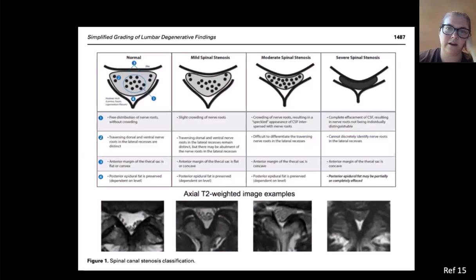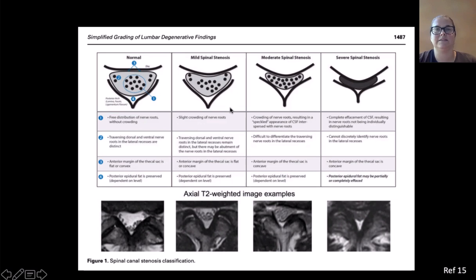You've got slight crowding of the nerve roots. The dorsal and the ventral nerve roots are a little bit less distinct, but you can still see them individually. You've got a little bit of concavity now, or flattening of the ventral thecal sac. Before it was a bit convex here. Now this is showing concavity, or it's flattened. The epidural fat is still preserved. So I would call this mild.